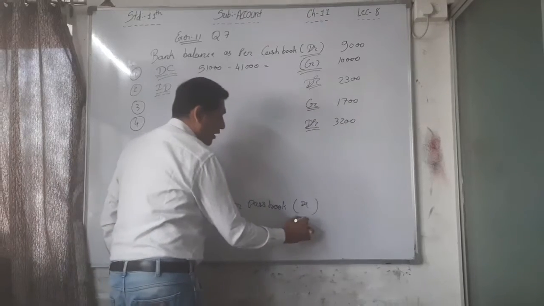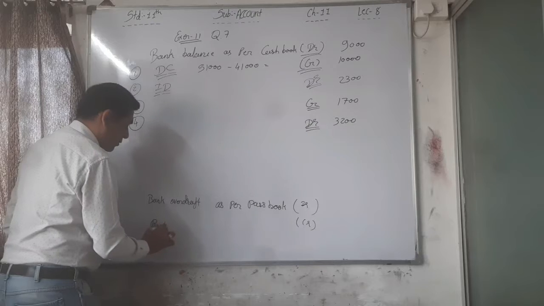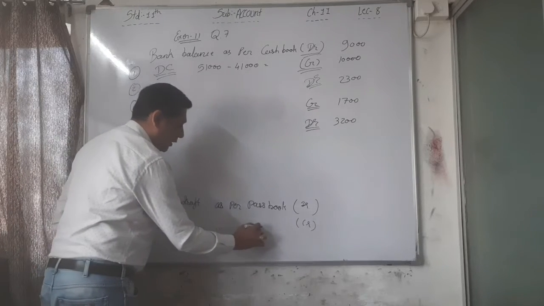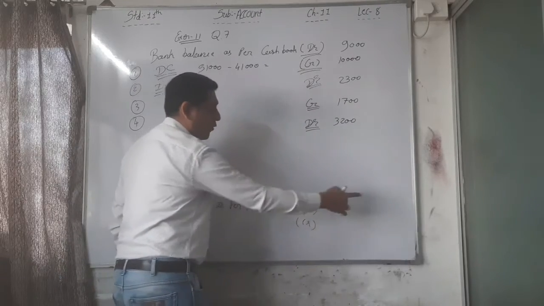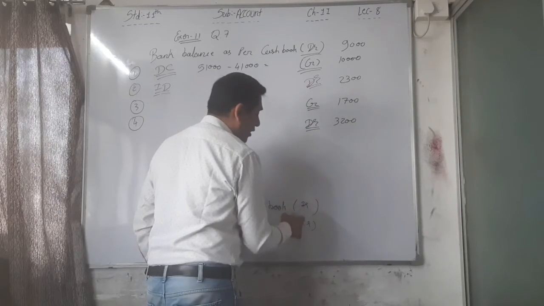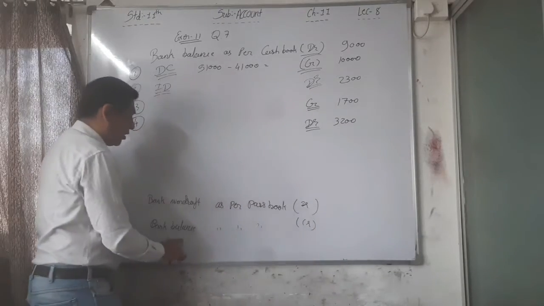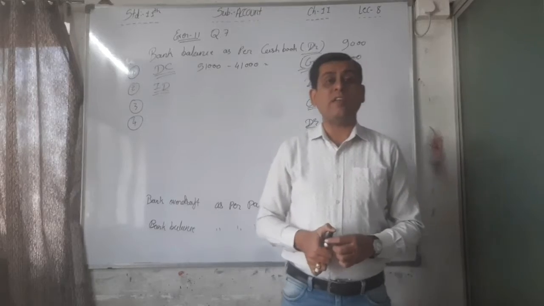Or if it is the credit side, then bank balance as per passbook. So first of all, write down as per passbook, then find out the difference, which side the difference is there. Write down here debit or credit. If debit, then write down here bank overdraft. If credit, then you have to write down your bank balance. Okay, so here your sum number 7 is over.